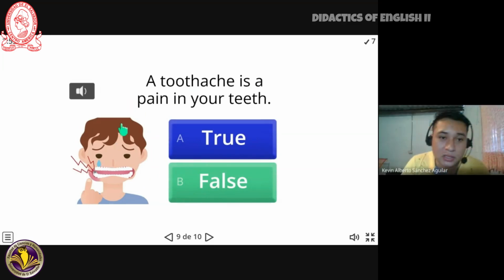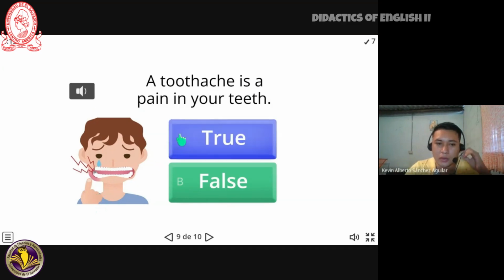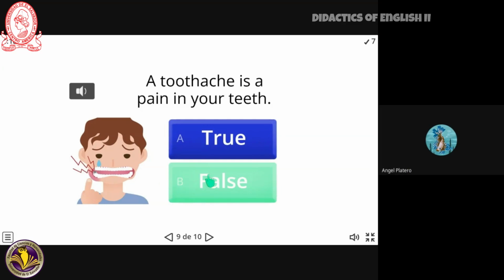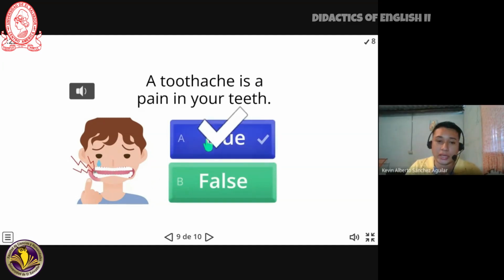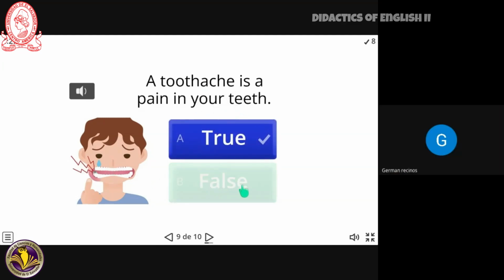"A toothache is a pain in your teeth." Okay, listen. A toothache is a pain in your teeth. Be careful with the pronunciation, guys. Do not say a different word, because that has a different meaning, right? So it is teeth. A toothache is a pain in your teeth. Okay, now you can check the picture and tell me true or false. True. All right, true. Let's check. Yeah, it is for sure correct.